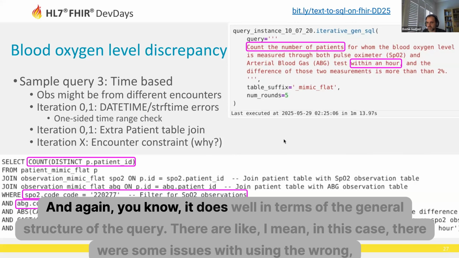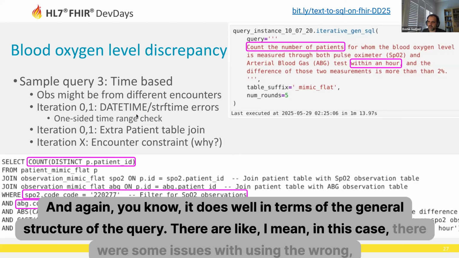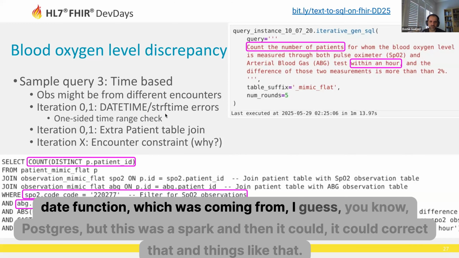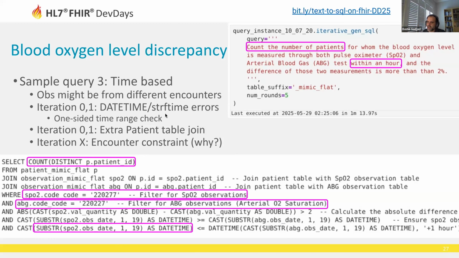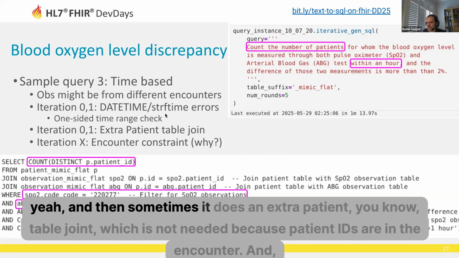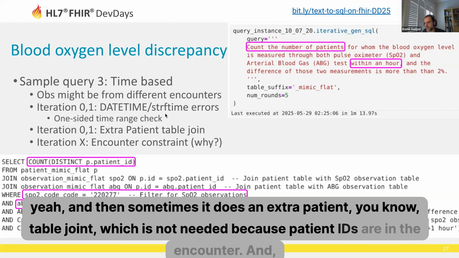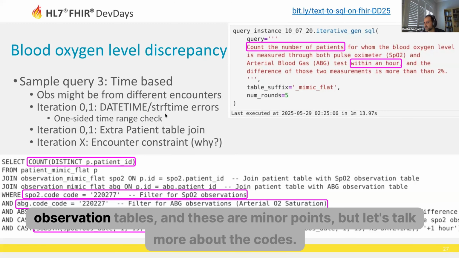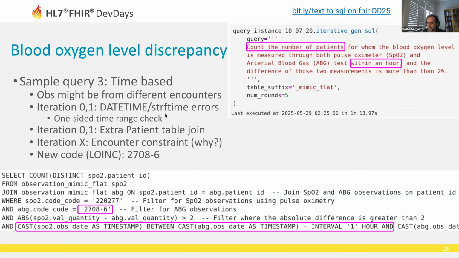And again, it does well in terms of the general structure of the query. In this case, there were some issues with using the wrong date function, which was coming from Postgres, but this was Spark, and then it could correct that. Sometimes it does an extra patient table join, which is not needed because patient IDs are in the encounter and observation tables. These are minor points, but let's talk more about the codes. So let's skip this as well.